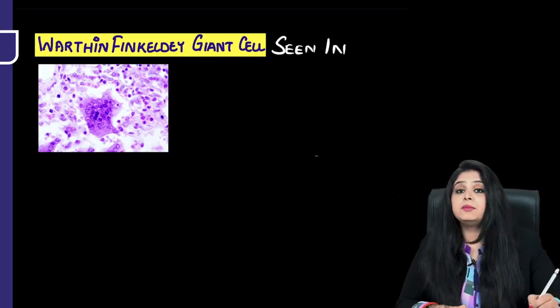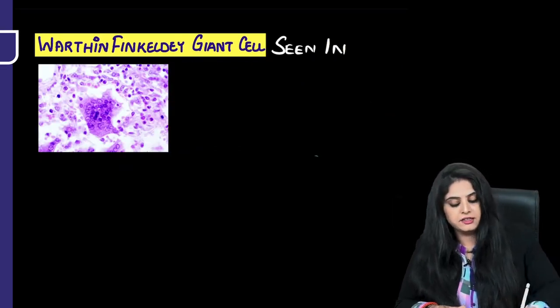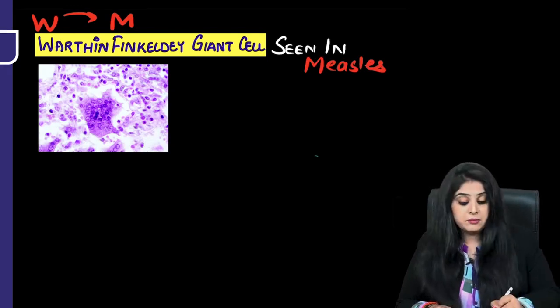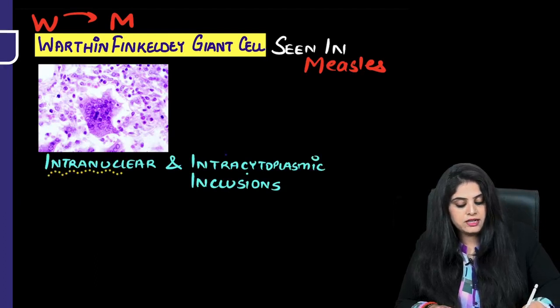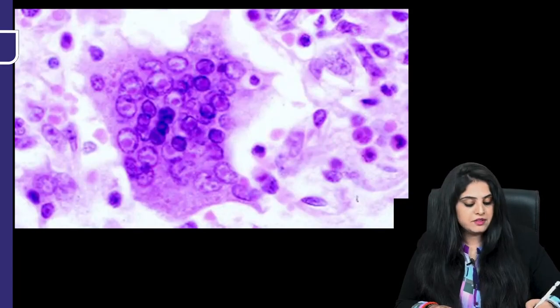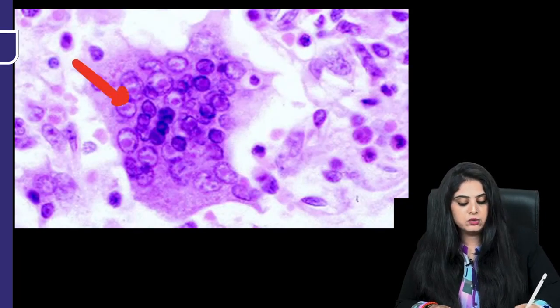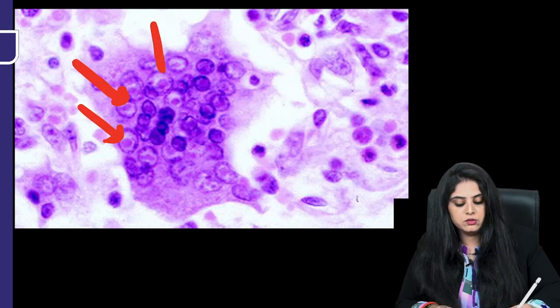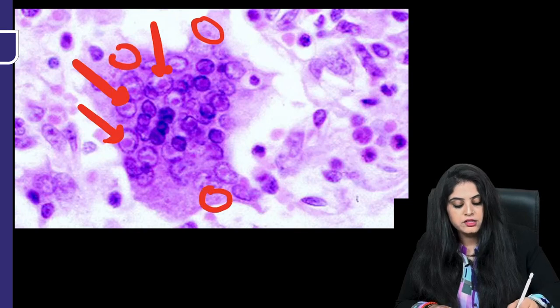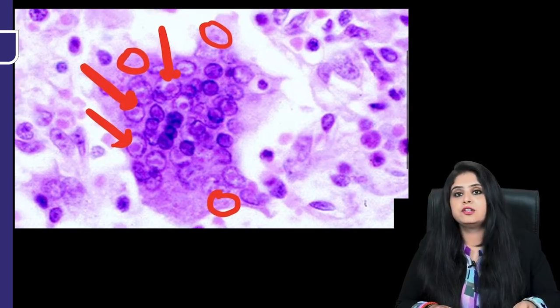Now moving on to the examiner's favorite, the Warthin-Finkeldey giant cell. So W, and you make the opposite of W, that's going to be M. So this is seen in cases of measles. And how do I identify it? Measles virus is very famous for having both intranuclear and intracytoplasmic inclusions. So when I zoom into this giant cell, I will be able to see that there are dots in the nucleus. Everyone, can you see the pink color dots in the nucleus? And other than that, there are tiny pink color dots in the cytoplasm also. So it has both intranuclear and intracytoplasmic inclusions. That is very, very famous for measles.